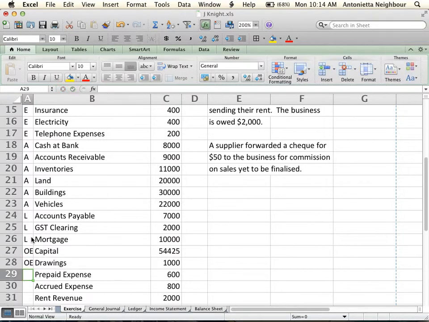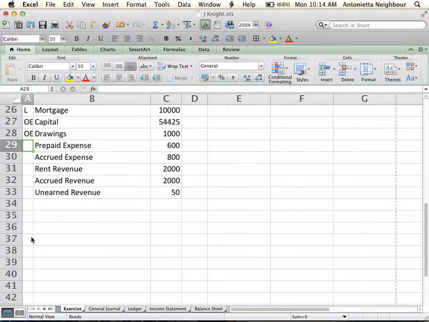Capital is owner's equity. So is drawings. Prepaid expenses are assets. Accrued expenses are liabilities. Remember, they are owed. Rent revenue is a revenue. Accrued revenue is an asset because we are owed the money from our supplier for services we've performed. Unearned revenue is a liability because we've received money but have yet to supply the service. So we owe that service, therefore that account is a liability.